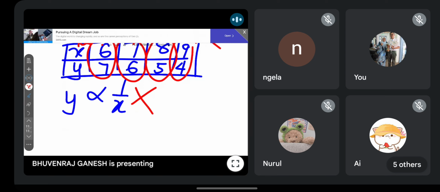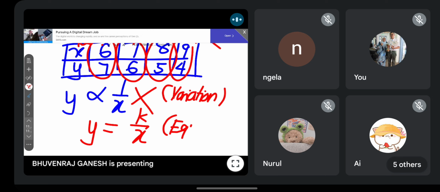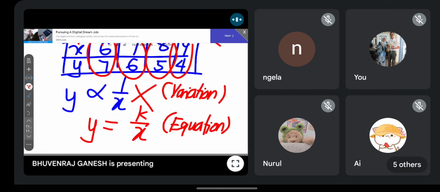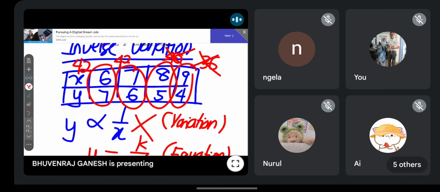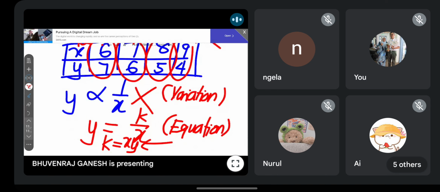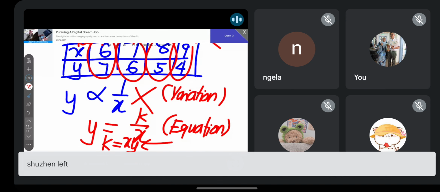Understand, guys? If anyone asks why must we times both the value, kamu tukar dari bentuk ubahan ini, you convert from variation to equation. How to get the K value? Macam mana dapat nilai K? You must take XY. Okay, K equal to XY. Understand guys? Mengapa saya darab dua nilai? Because K equal to XY. Clear? Any question you have?